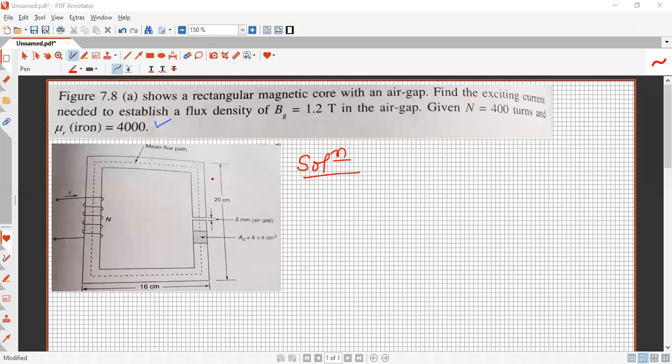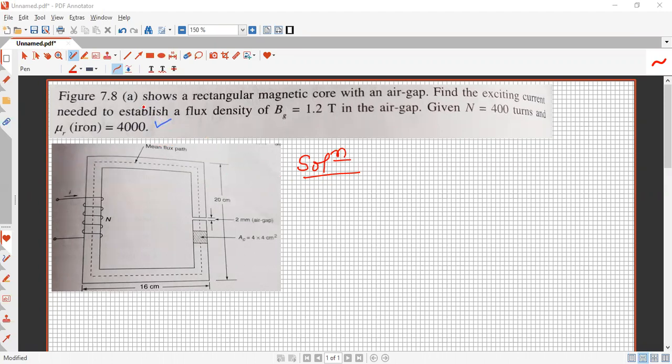Hello everyone. In this lecture, I am going to discuss some numerical problems related to magnetic circuits and transformers. We will discuss the very fundamental concept of how to find the equivalent reluctance of a magnetic circuit, and based on that you can apply Ohm's law for magnetic circuits, and then whatever data the question asks for, you will be able to solve it. So let us start first with a very simple example.